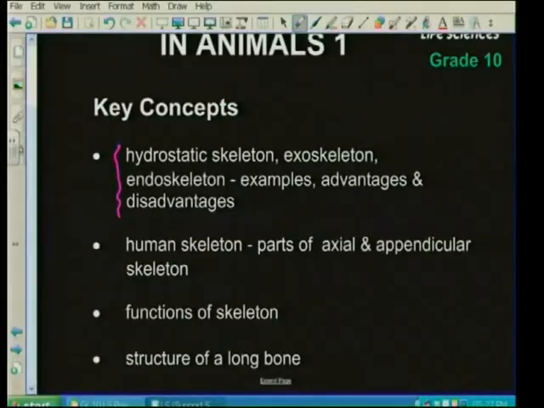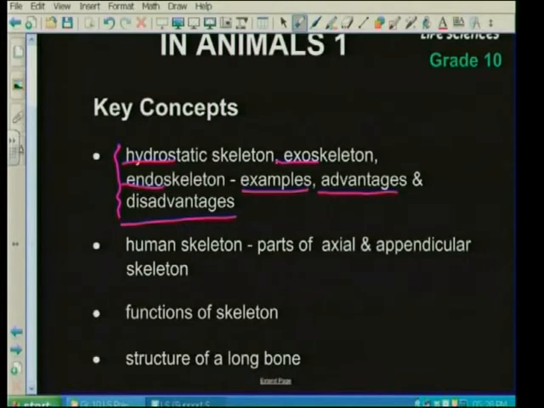What are the key concepts that you need to master in this section? First of all, you need to know the different types of skeletal systems, and they are hydrostatic, exoskeleton, and endoskeleton. You need to know examples of animals that have endo, exo, or hydrostatic skeletons. You also need to know the advantages and disadvantages of each type of skeleton.